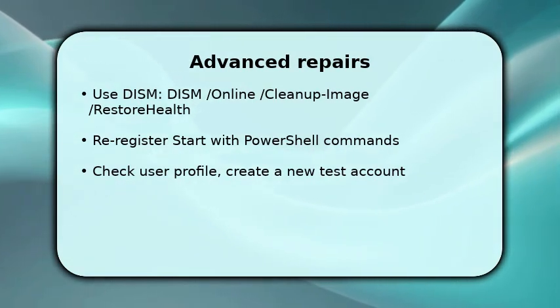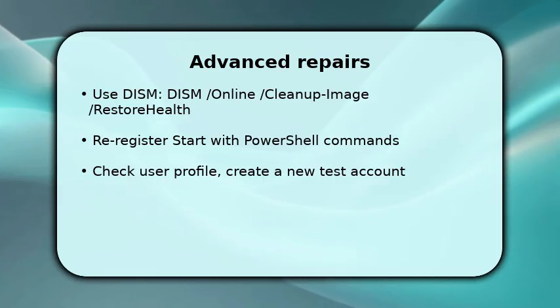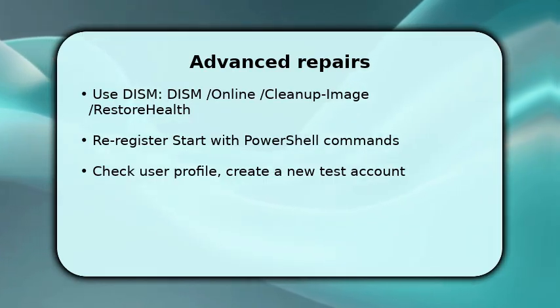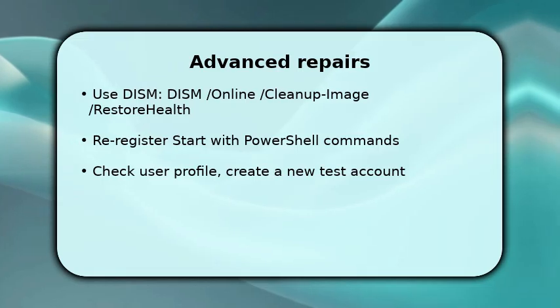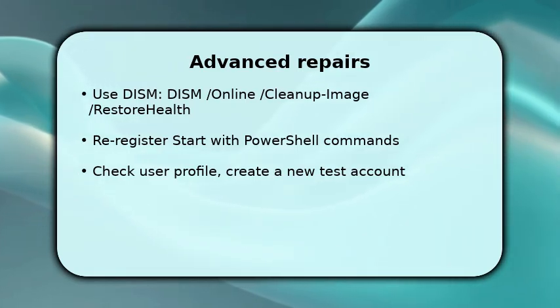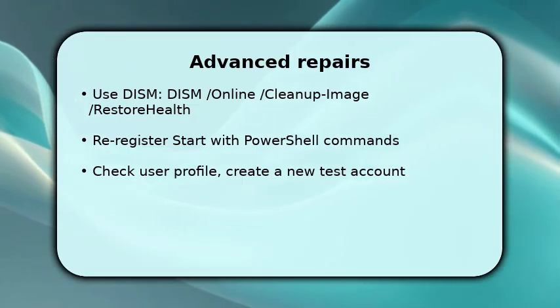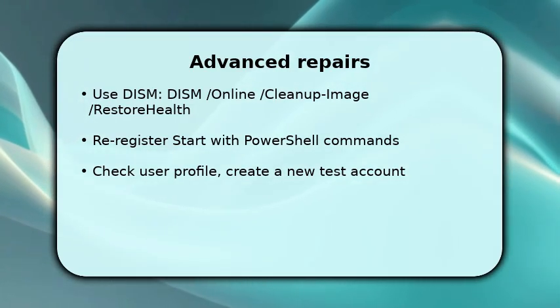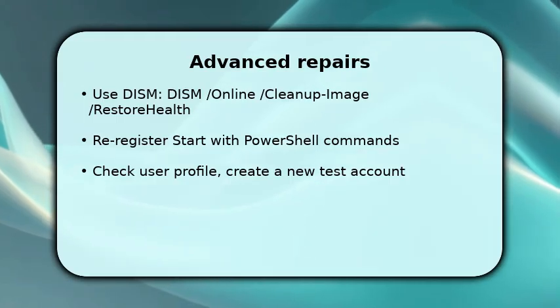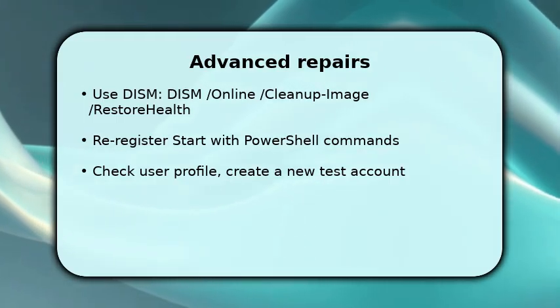Next, you run component repairs. Open an elevated PowerShell or command prompt and run dism /online /cleanup-image /restorehealth to fix Windows image corruption. After that, re-register Start by running the PowerShell command that reindexes and reinstalls Start components for your user profile. This corrects missing app registrations.